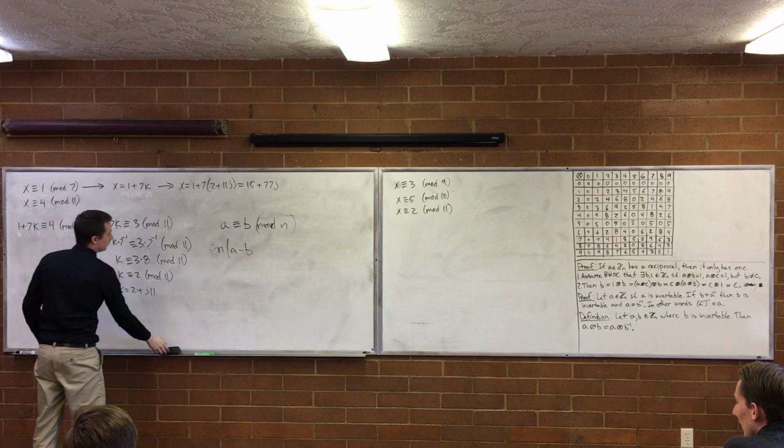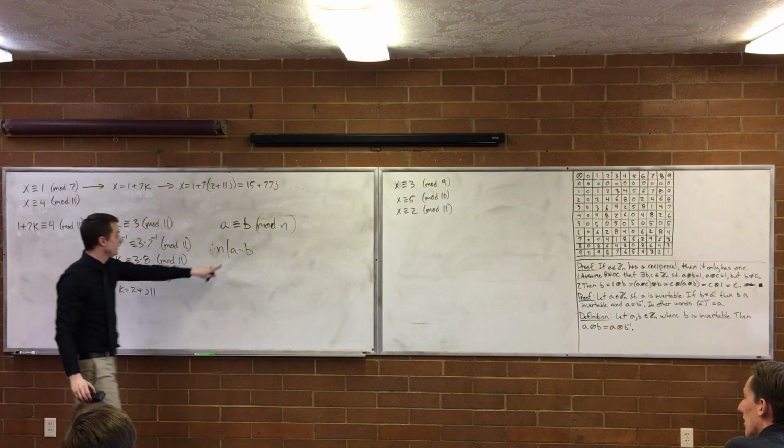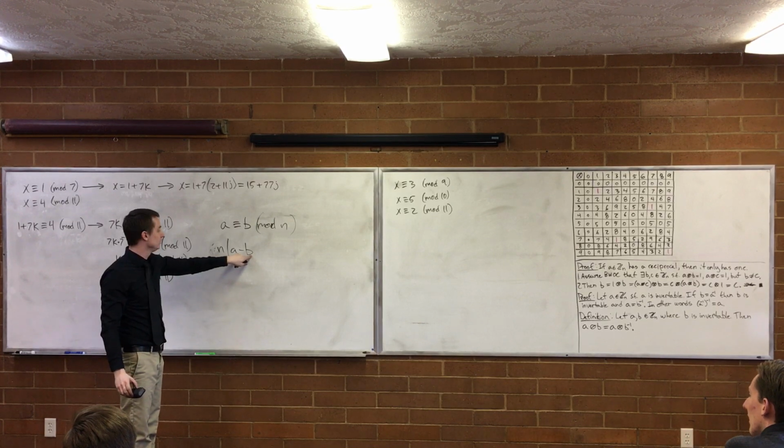So does it work the same way that you can subtract from both sides, you can multiply both sides? Yeah. If I decrement both these numbers by 1, or increment them by 1, then their difference is still the same. I didn't change this. Is there such a thing as congruence without the mod?